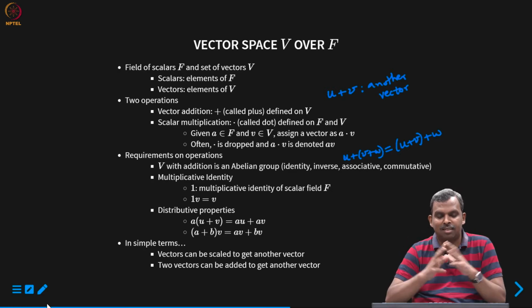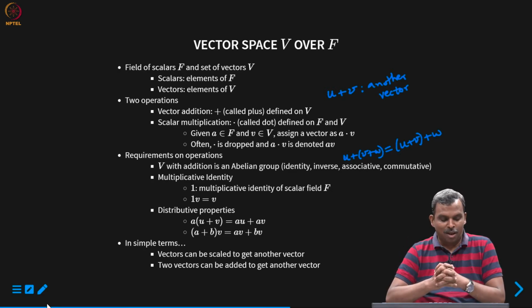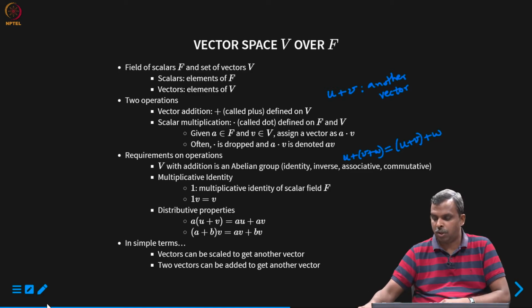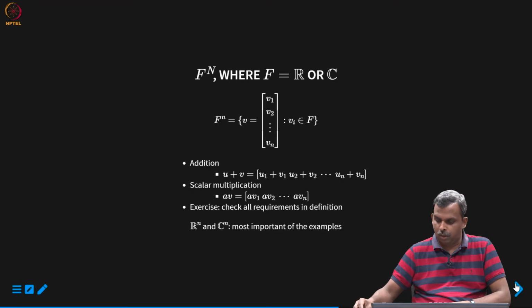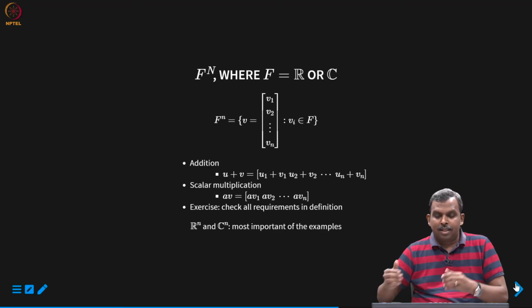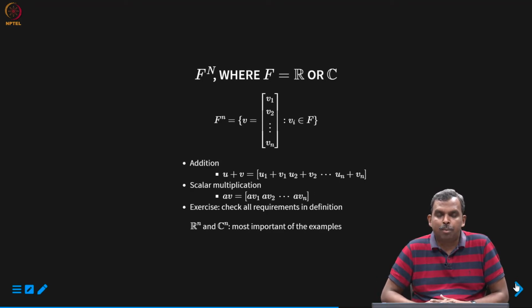Okay, hopefully that definition was clear to you. I'm going to give you a few examples and then show how these operations are defined for those examples and how that makes it a vector space. All right, so that's going to be what we'll do next. Okay, so here is the first and the most important example for vector spaces.